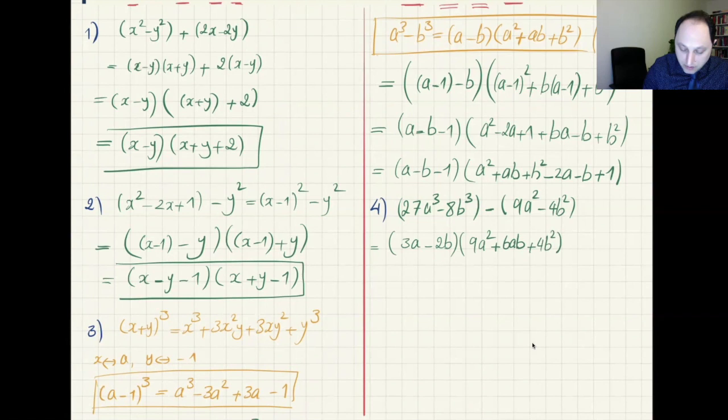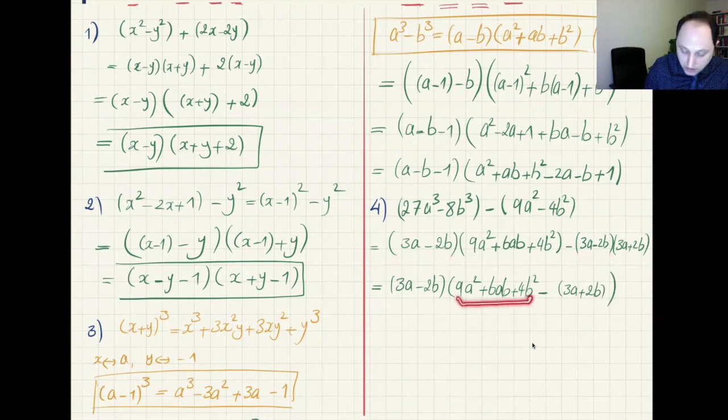And then what I have is minus, the second one is the difference of two complete squares, so I can use the conjugate rule. So it becomes the square root of the first one minus the square root of the second one multiplied by the square root of the first one plus the square root of the second one. Now you can see that a new common factor emerges. So I can pull it out now. So then it becomes 3a minus 2b, and then you have 9a squared plus 6ab plus 4b squared, and then you have minus 3a plus 2b. So you see, I pulled 3a minus 2b out.